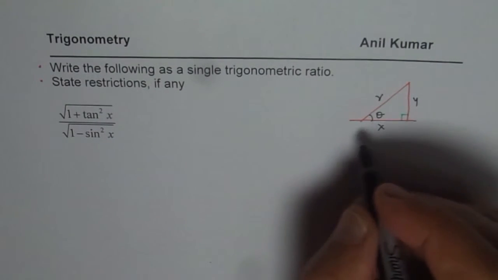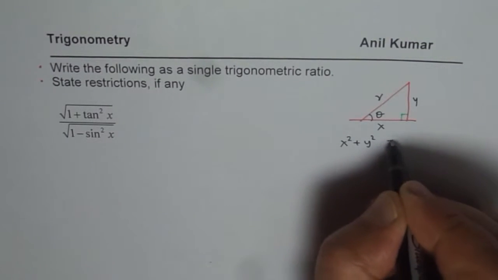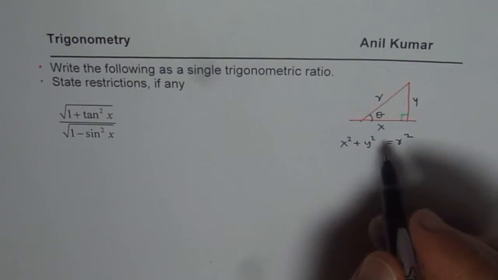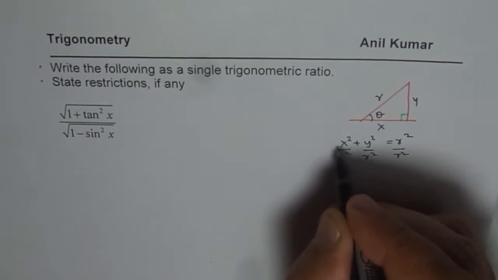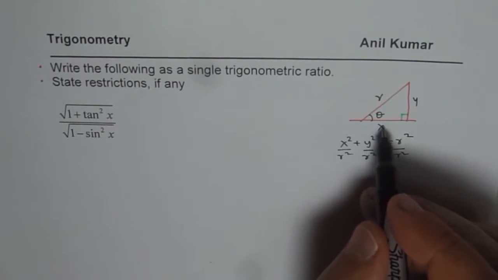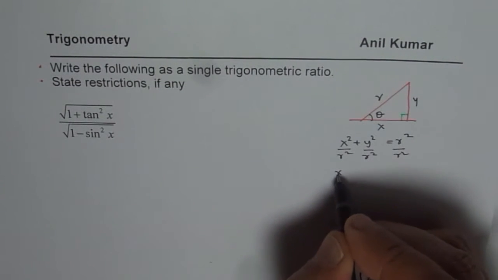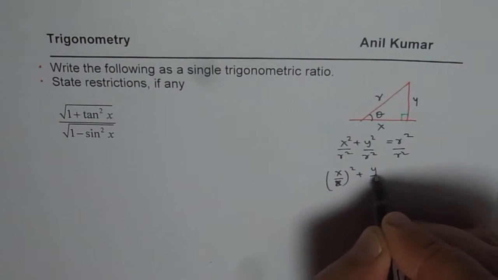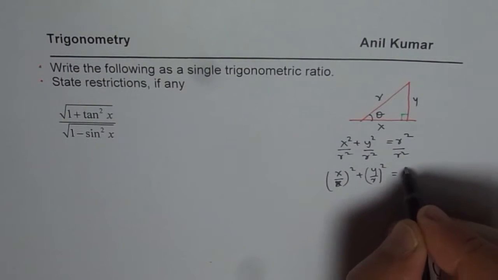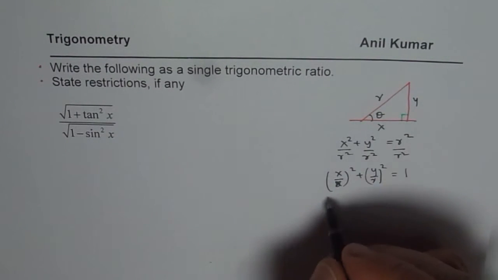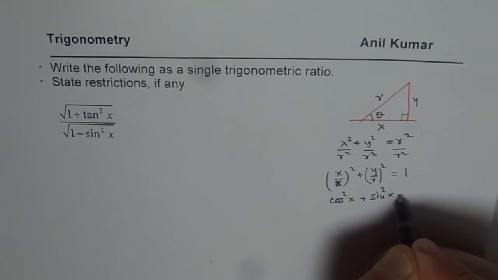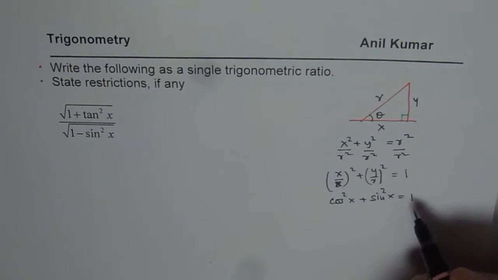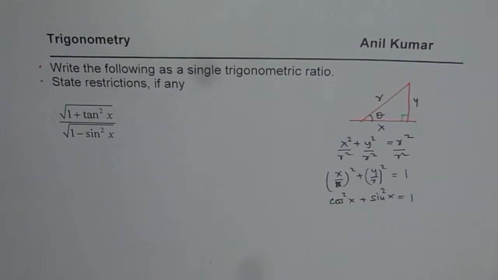Since it is a right triangle, we know x square plus y square equals r square, and if I divide by r square, what do I get? I get x over r. X over r is cosine, right? So we get x over r whole square plus y over r whole square equals 1. X over r is cos, so it is cos square x plus sine square x equals 1. So this is one Pythagorean identity which we are going to use in this particular expression.